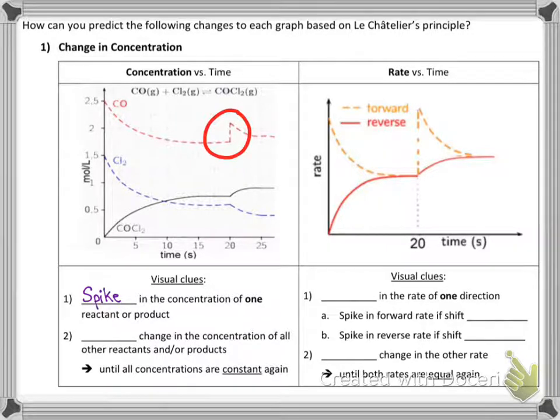And then, because that of course causes the equilibrium position to shift, there will be a slow change in the concentration of whatever's left over. Or whatever wasn't changed in the first place. Of course, when equilibrium is reestablished, that means that the concentrations will be constant again.